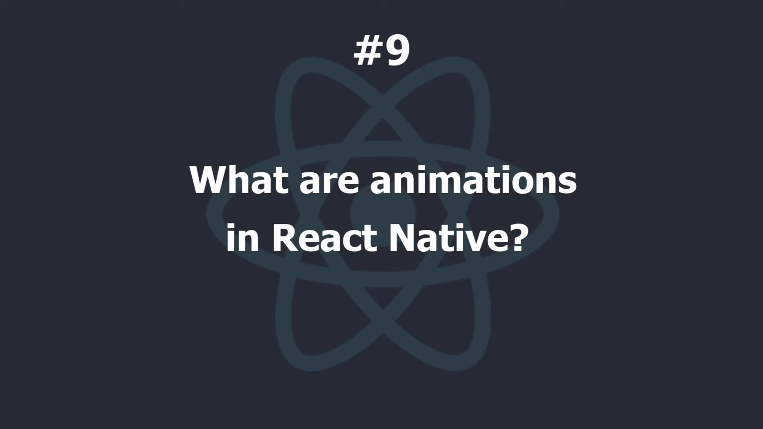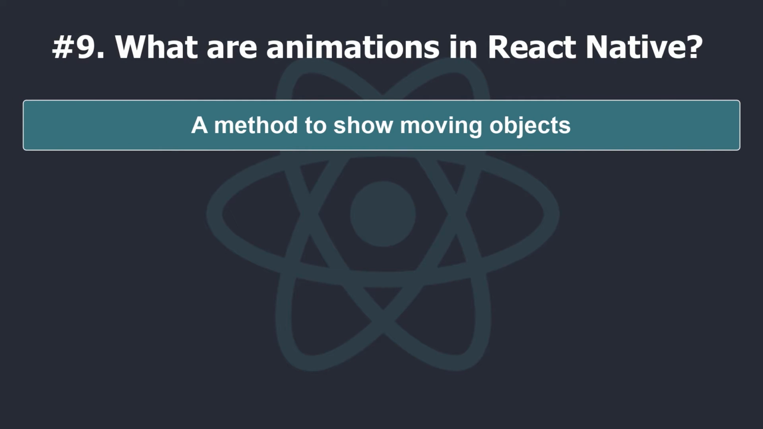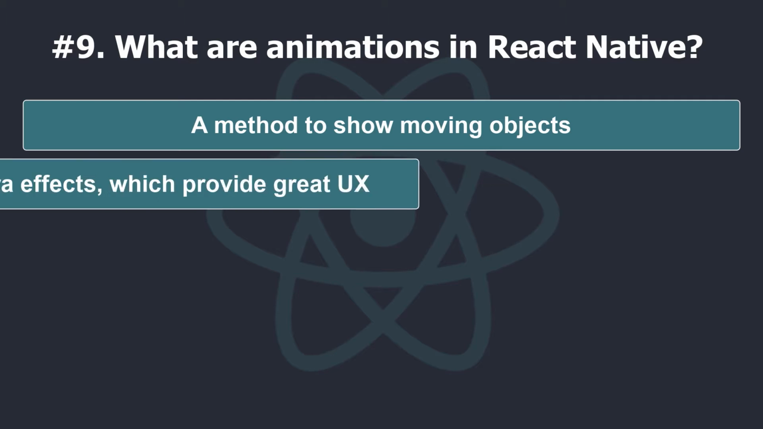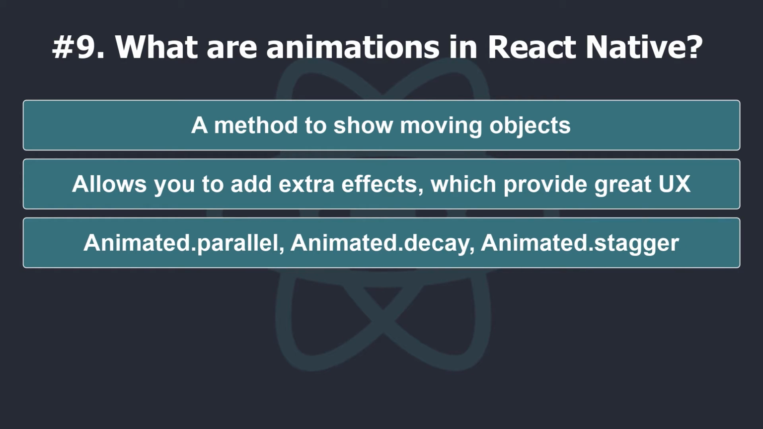What are animations in React Native? Animation is a method in which images are manipulated to appear as moving objects. React Native animations allow you to add extra effects, which provide a great user experience in the app. We can use it with the React Native APIs Animated.parallel, Animated.decay, and Animated.stagger.